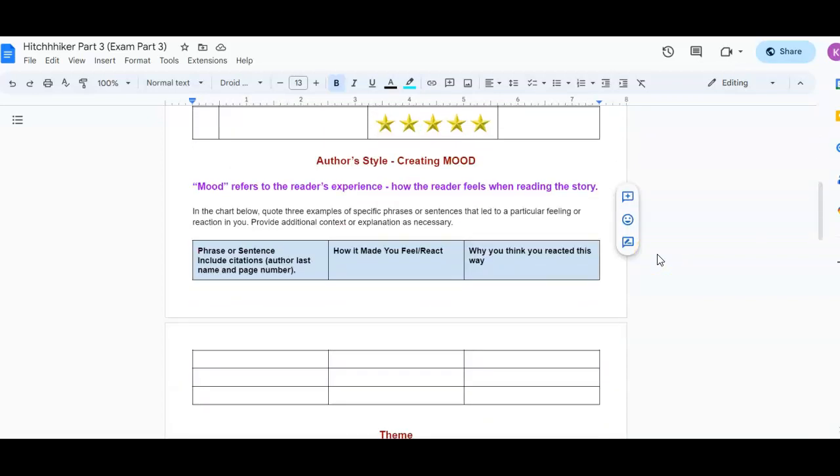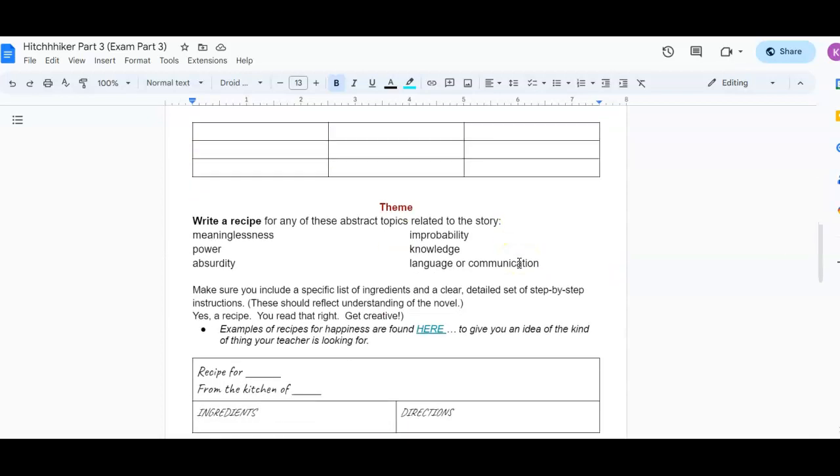Then you're going to consider the mood the author created. The mood refers to the reader's experience, how you feel when reading the story. In the chart below, quote 3 examples of specific phrases or sentences that led to a particular feeling or reaction in you. Provide additional context and explanation as necessary. Add a phrase or sentence that includes citations, author's last name and page number, how it made you feel, and why you think you reacted this way.